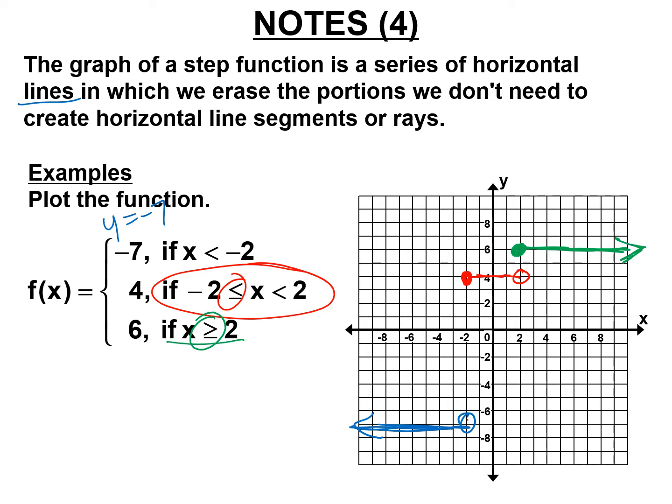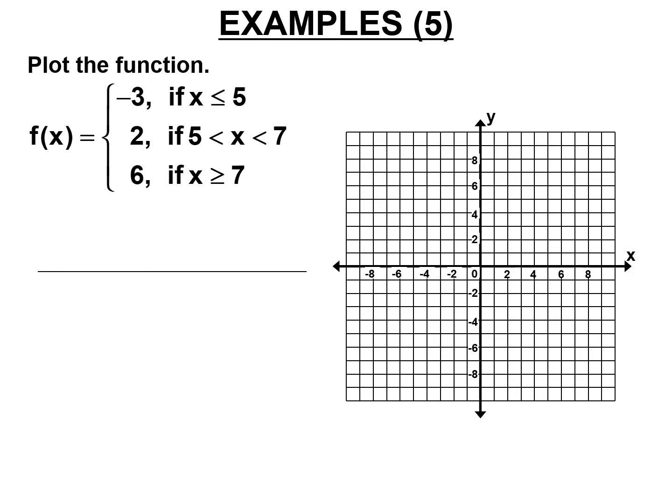So they're all going to be horizontal today, which makes it sort of easy. All right, so plot this step function. For x less than or equal to 5, y is -3, and we're doing a closed circle. Whoops, it says +5, I was at -5, my fault. So we're over here. There we go. At x less than or equal to 5, y is -3. So closed circle, and then we're going this way.